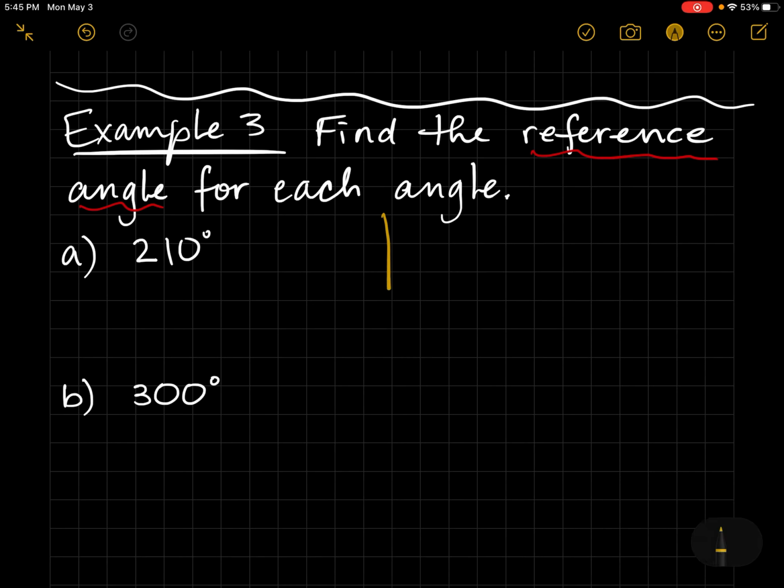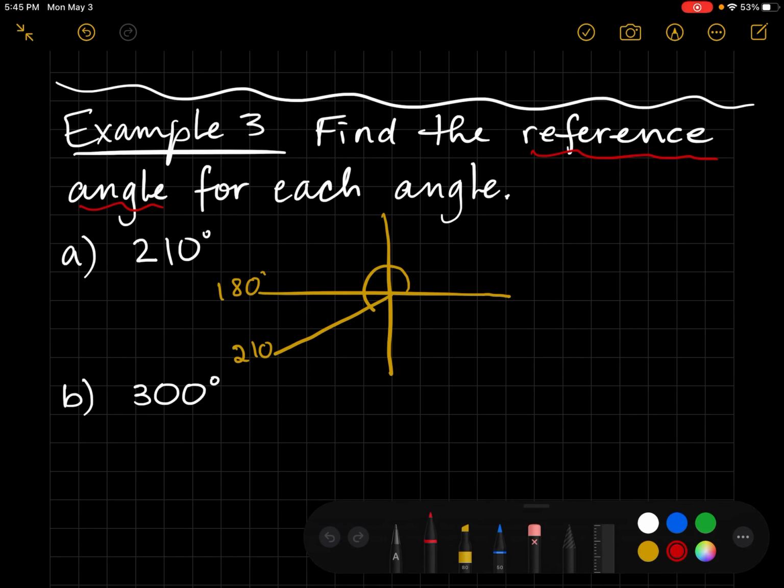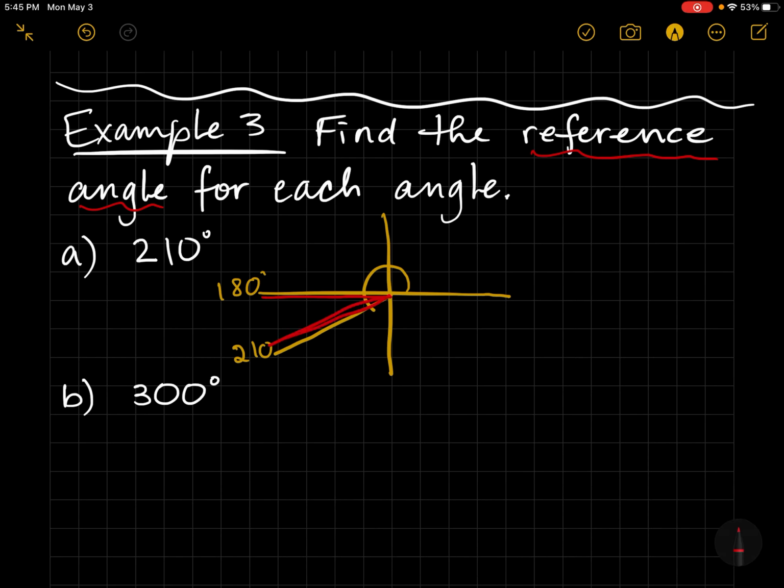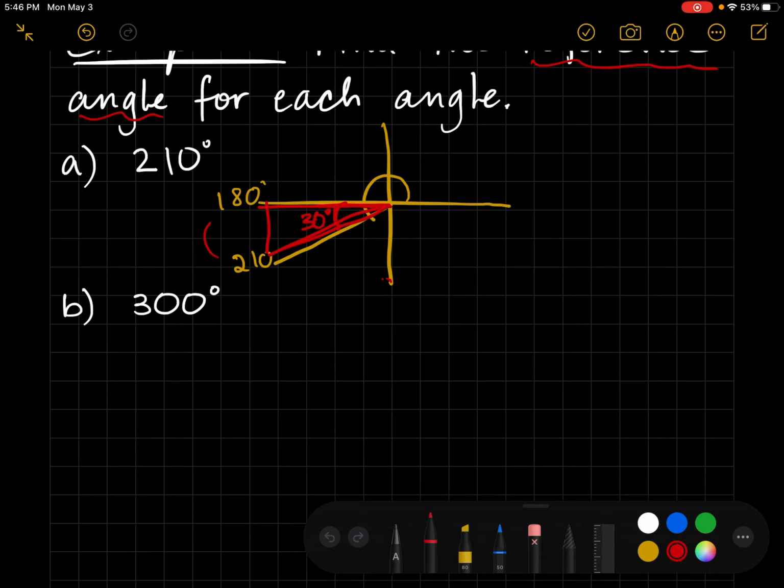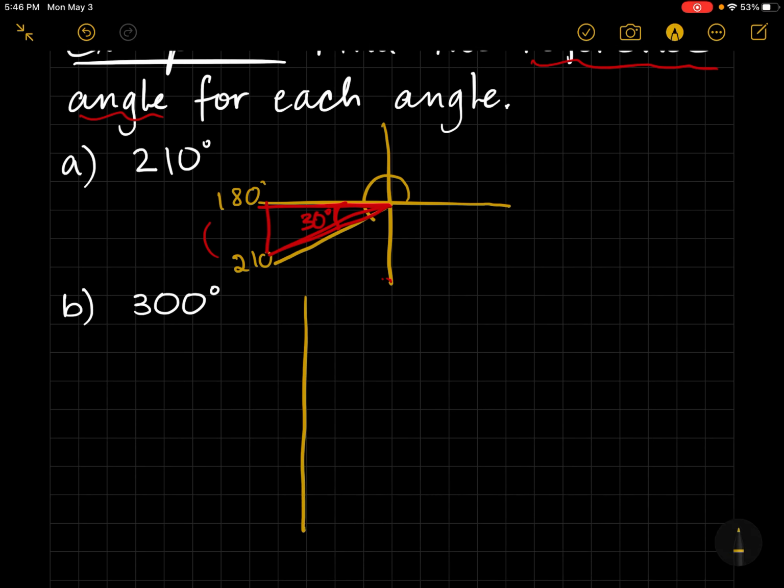For 210 degrees, let's sketch that. 210, let's see, that's past 180. But the difference here is our reference angle. Right here, this is the reference angle. You just want to be able to make that little right angle. So our new angle would be 30 degrees. So you're really just saying, how far is it from the x-axis? Never go to the y-axis. No, thank you.